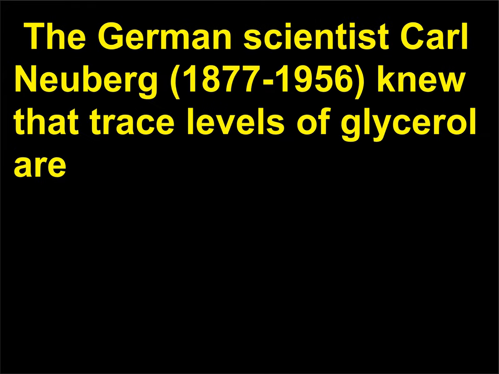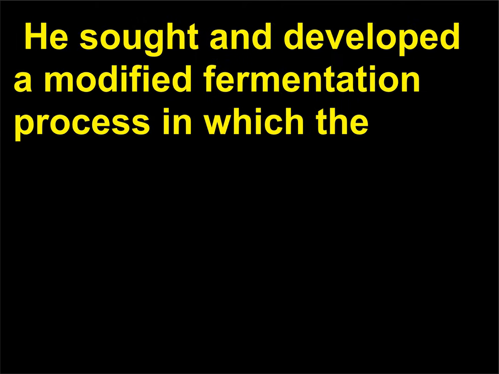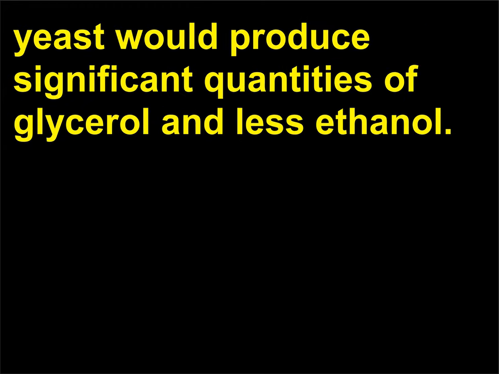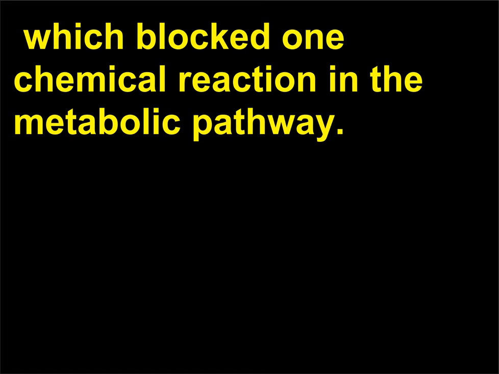The German scientist Karl Neuberg, 1877-1956, knew that trace levels of glycerol are produced when Saccharomyces cerevisiae is used during the alcoholic fermentation of sugar. He sought and developed a modified fermentation process in which the yeast would produce significant quantities of glycerol and less ethanol. The production of glycerol was improved by adding 3.5% sodium sulfite at a pH of 7.0 to the fermentation process, which blocked one chemical reaction in the metabolic pathway.